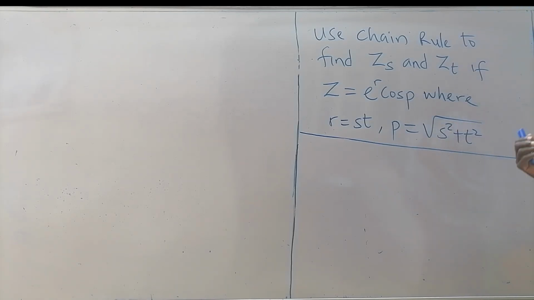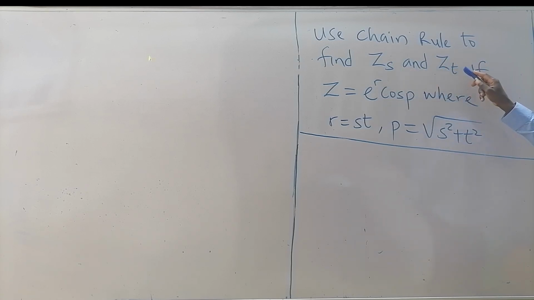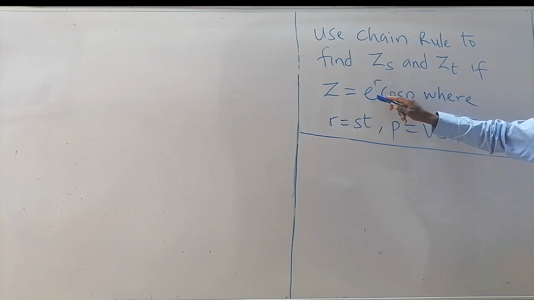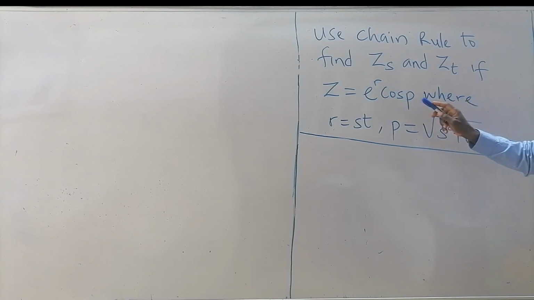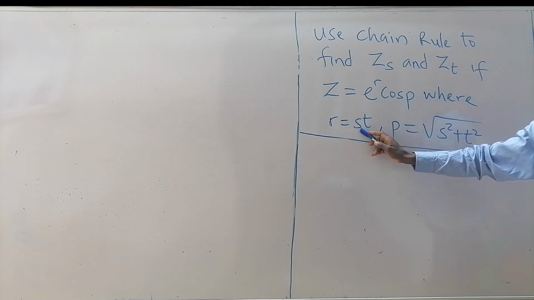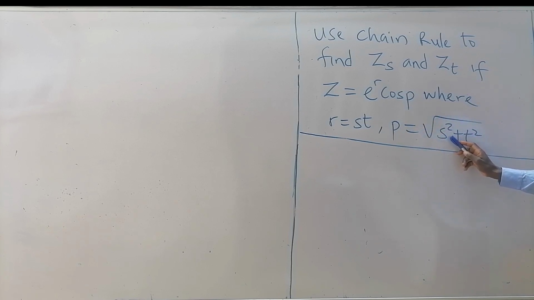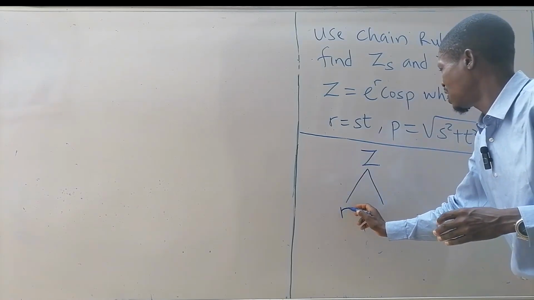In this question, I use the chain rule to find z subscript x and z subscript t, if z is equal to e to the power r cos p, where r is equal to xt, and p is equal to the square root of x squared plus t squared. We have z as a function of two variables, which is what? Which is r and p.